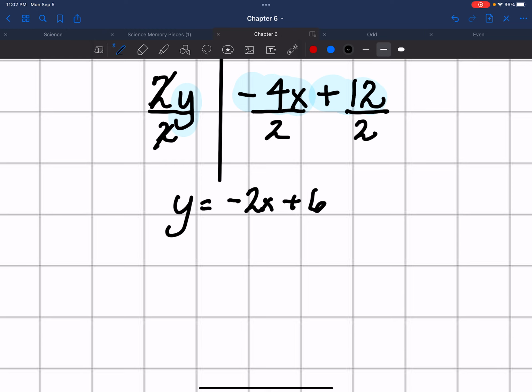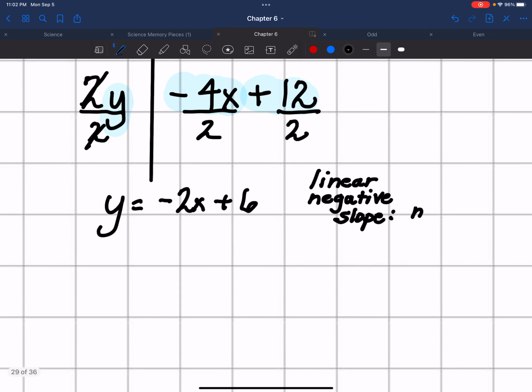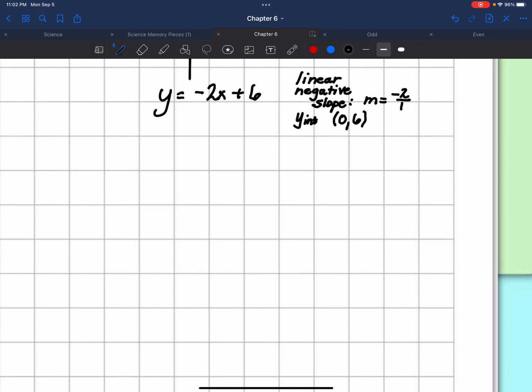So I can tell you that this is a linear equation. It is not a quadratic. It's a straight line. It has a negative slope. I can even tell you what that slope is. M is negative 2 or negative 2 over 1, rise over run. And the y-intercept is 0, positive 6. So with that information, you and I can graph this equation.